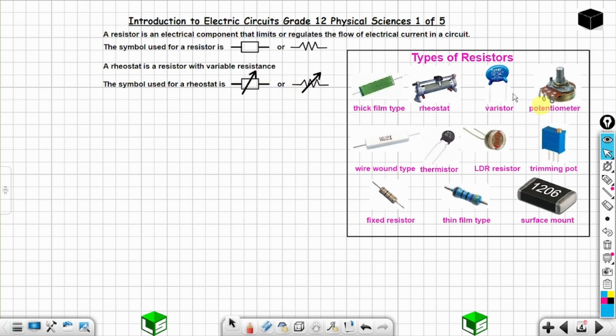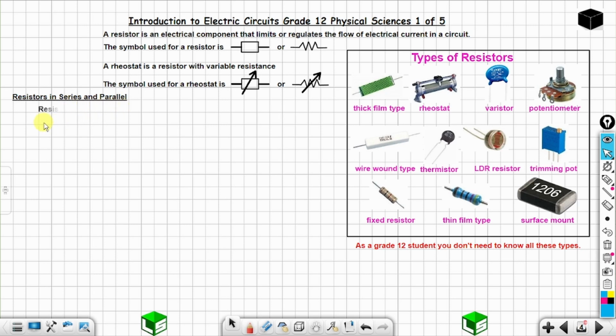Now, in this picture, you have the types of resistors. As a grade 12 student, you don't need to know all these types. Maybe you need to know a rheostat, which is a resistor with variable resistance. We carry on. Now, resistors in series and parallel.